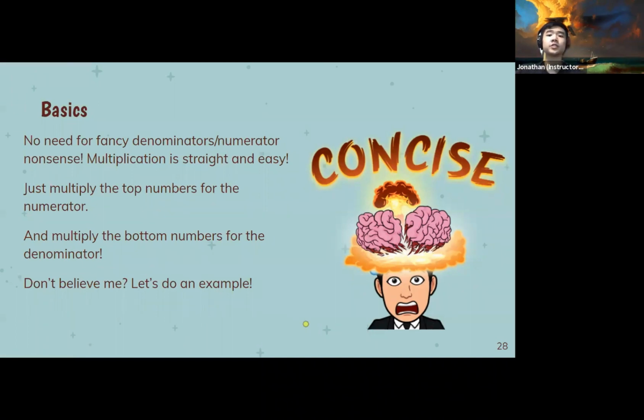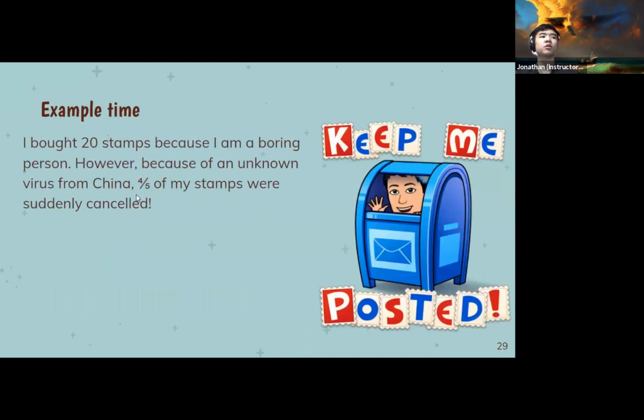When you multiply two fractions, multiply the top numbers, multiply the bottom numbers. If you don't believe me, let's do an example. So if I have 20 stamps, because I'm a boring person, I like stamps a lot. Some virus from China, I don't know what it's called. But 4/5 of my stamps were canceled and only 1/5 delivered. That's pretty sad, right? How many stamps were canceled?